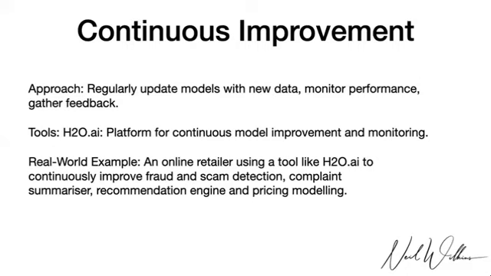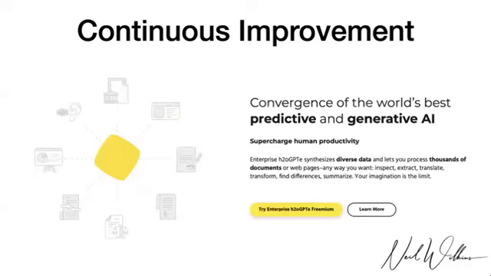H2O.ai is a really interesting platform here for continuous model improvement and monitoring. As an example, something like H2O.ai would enable something like an online retailer to continuously improve, for example, fraud and scam detection, complaint summarizing, recommendation engine, and even price modeling. So there's a whole range of things you can do here in collaboration with these tools. And even if you're not into those kinds of sectors, if you can just think of some of the ways that they are actually building their capability, then you can do your own local translation of that and figure out how you can use it for your own good.